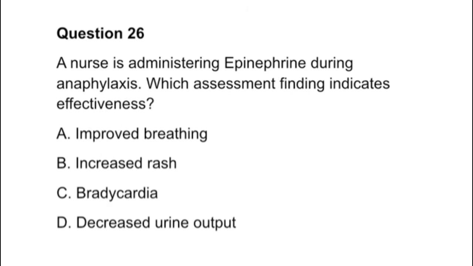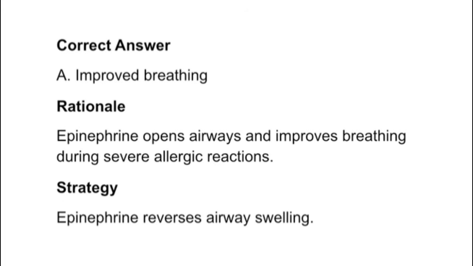Question 26. A nurse is administering epinephrine during anaphylaxis. Which assessment finding indicates effectiveness? A. Improved breathing. B. Increased rash. C. Bradycardia. D. Decreased urine output. Correct answer. A. Improved breathing. Rationale. Epinephrine opens airways and improves breathing during severe allergic reactions. Strategy. Epinephrine reverses airway swelling.